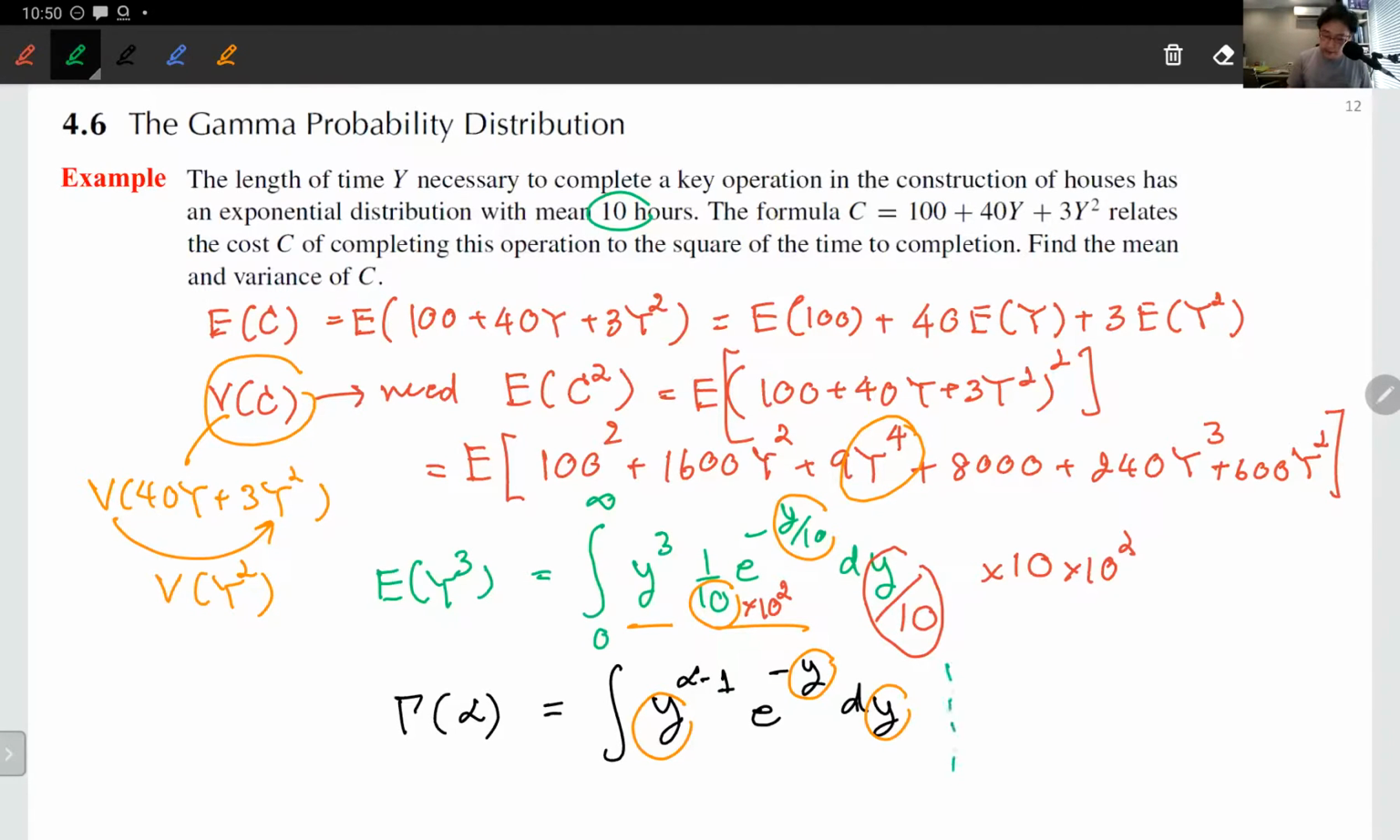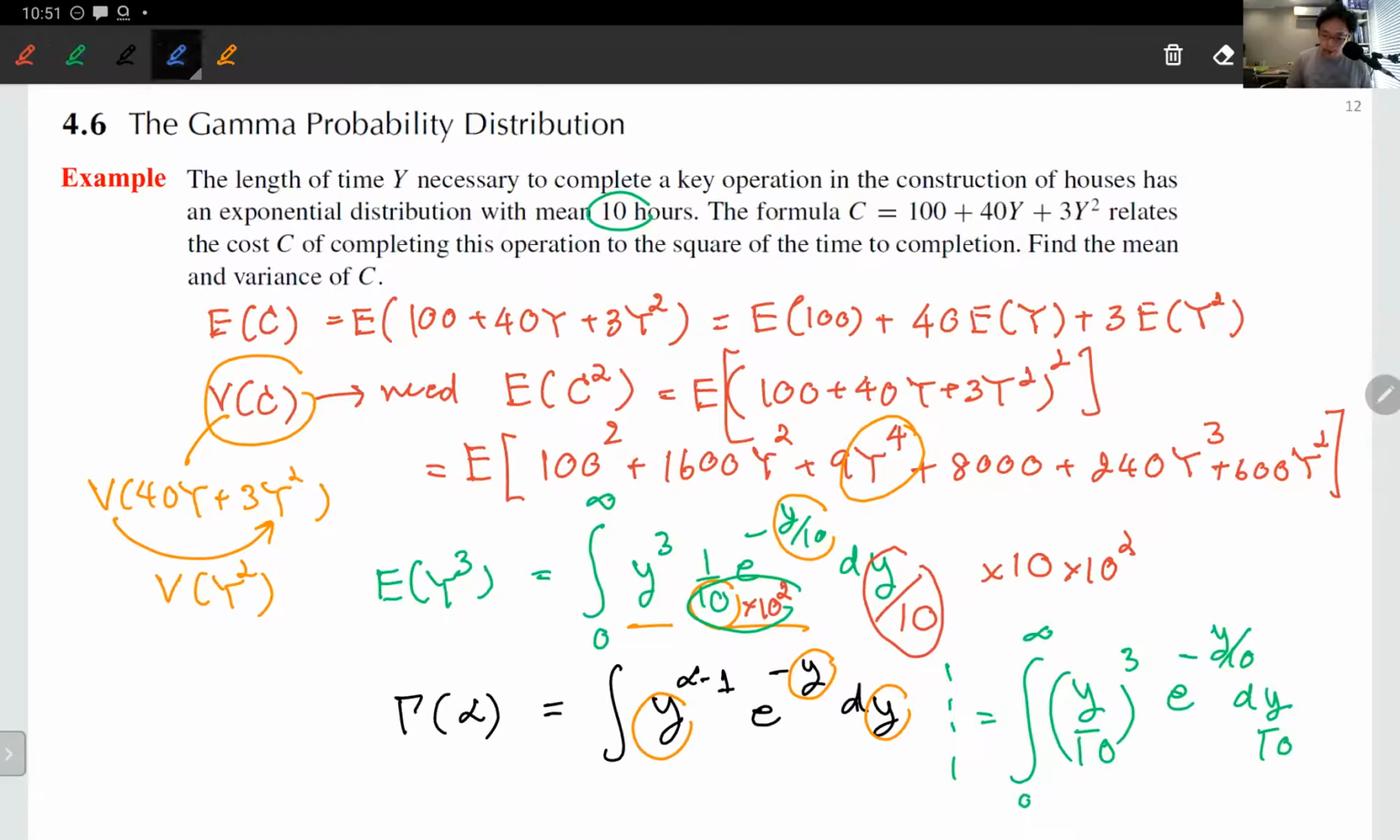Okay, let me write in green, integral y over 10 cube, right? Because I already have 10 and 10 square, so I have 10 cube here, and I can merge it into the y. E to the negative y over 10 dy over 10. The limit still is good because when y equals 0, y over 10 is still 0. When y equals infinity, y over 10 is still infinity.